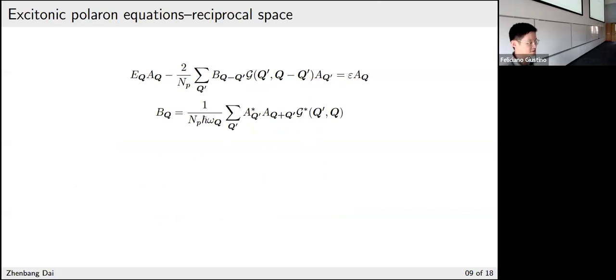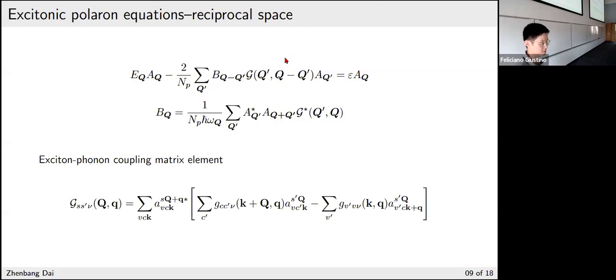And you can see this is very similar to what you saw yesterday for the polaron equations. The only difference is that now we need to know the BSE eigenvalue instead of the Kohn-Sham eigenvalue. And we need to know the exciton-phonon coupling matrix element, which is this G. That depends on the Bethe-Salpeter equation eigenstate and the electron-phonon matrix elements. So basically, we can use this expression to construct a so-called exciton-phonon matrix element. And we can put this quantity back here and solve this equation iteratively.